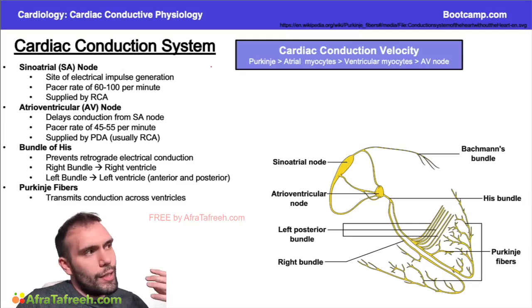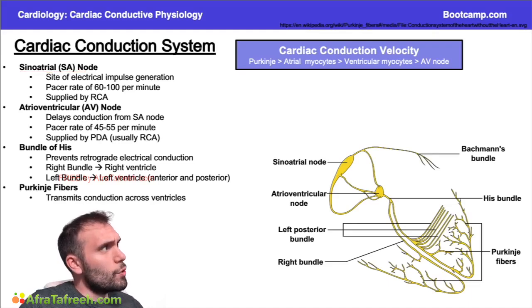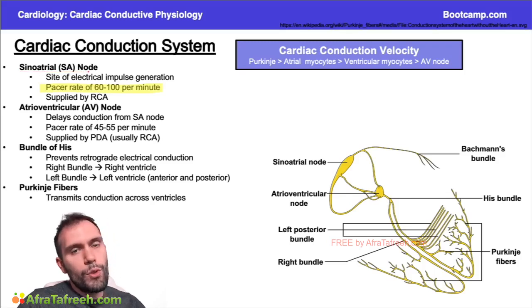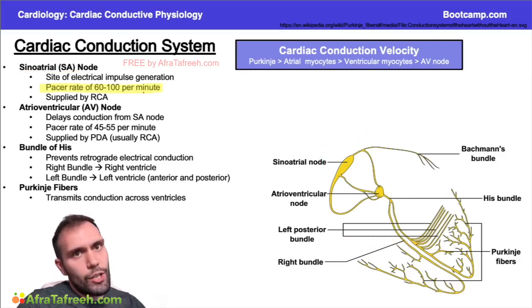Just to give you an overview here, we'll start with the sinoatrial node. The sinoatrial node is where the electrical impulses are normally going to be generated. Usually when we're talking about impulses from the SA node, we're talking about impulses that are coming out at a pacer rate of about 60 to 100 per minute. You can see it here, this is going to be the right atrium. Usually you can tell the patient has a normal heart rate when it's between 60 and 100, right? That's the pacer rate, because most patients are going to have the SA node pacing their heart.